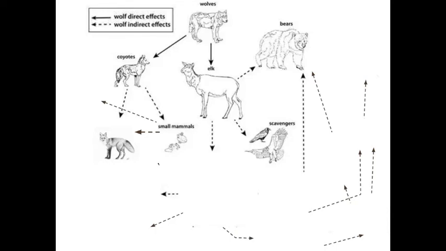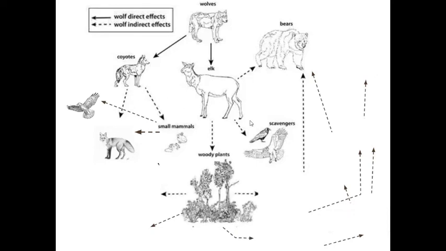And also lots more rabbits and mice and moles and voles and shrews mean more food for hawks and golden eagles and owls and other raptors. The changes in woody plant vegetation because of the reduced pressure from elk have huge knock-on effects. More berries means more bird food.